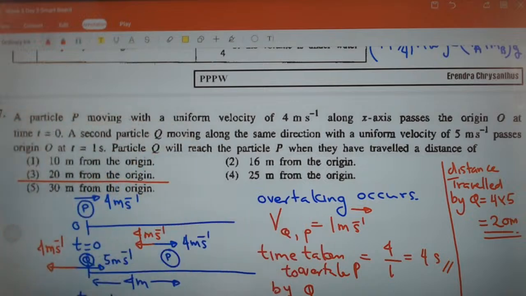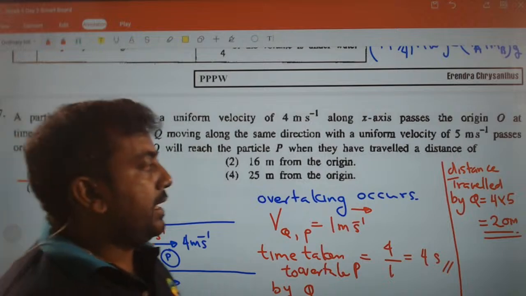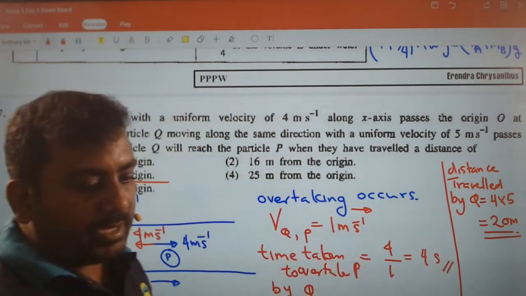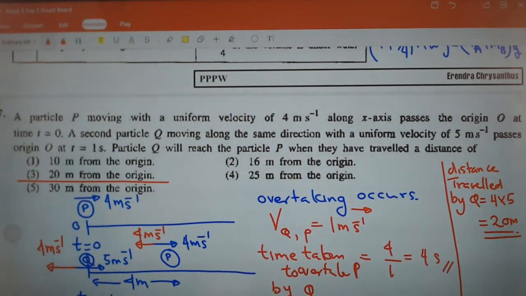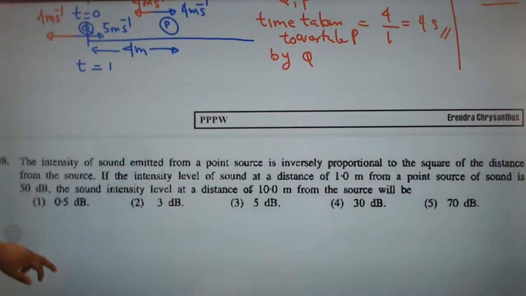From there we can find the time taken by Q. Time taken by Q is 4 seconds, or 4 times 5, the actual velocity. Distance traveled from the origin is 20 meters. Okay. Right. Moving forward.